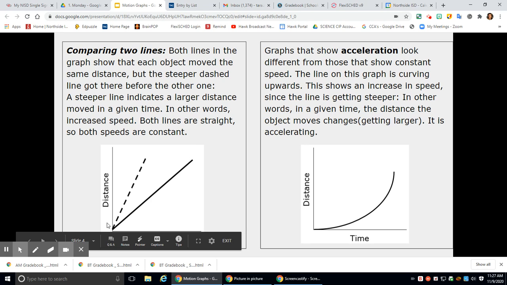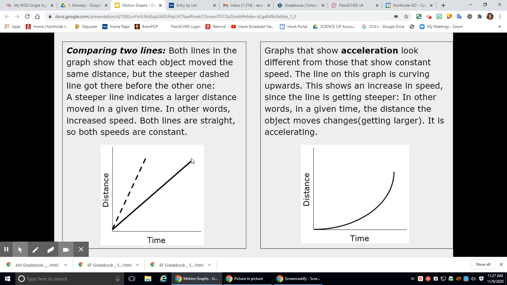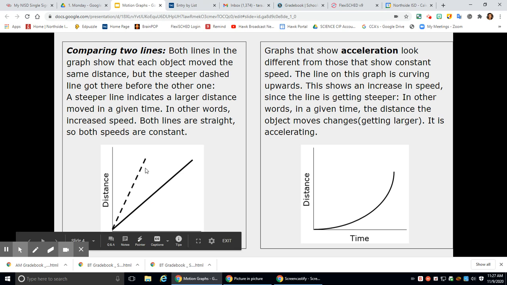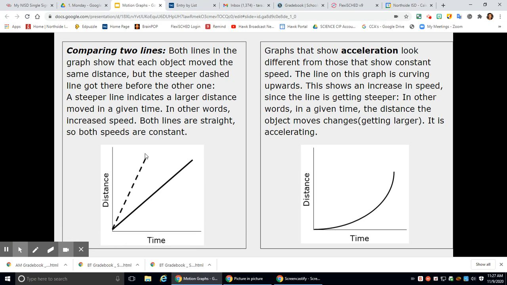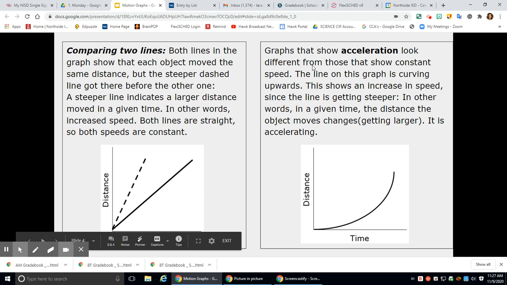Comparing two lines. Both lines in the graph show that each object moved the same distance. So if we take our distance across, we can see it's the same distance, but the steeper dashed line got there before the other one. The steeper line indicates a larger distance moved in a given time. In other words, increased speed. Both lines are straight, so both speeds are constant.